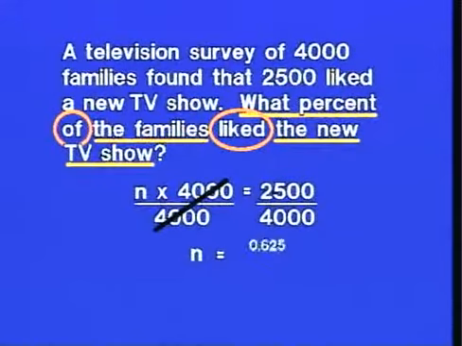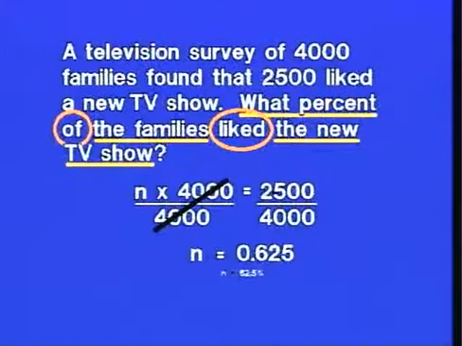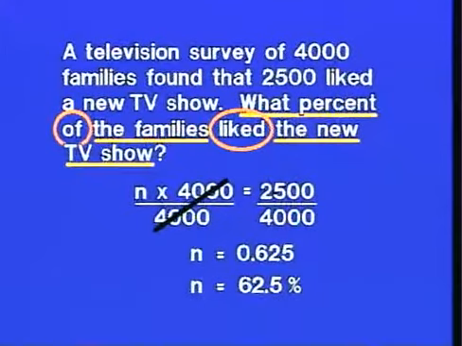and after we divide on the right, we find that N is equal to 0.625. We change the decimal into a percent by moving the decimal point 2 places to the right and tacking on a percent sign, and we find that N is 62.5%. So 62.5% of the families like the new TV show.